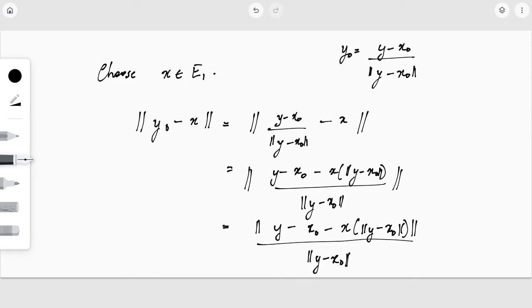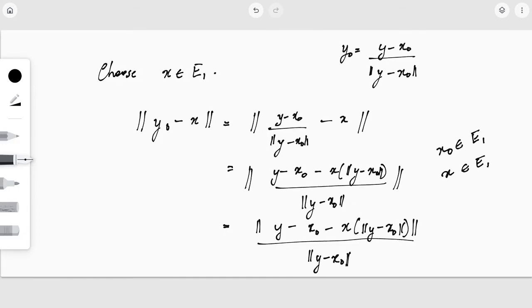Just look at this. X dot was an element chosen from our E1, and x is also an element of E1. Since E1 is a subspace, this implies that x dot plus the norm of y minus x dot, which is a scalar value, times x is also an element of E1, as they form a linear combination, if I group it like this.